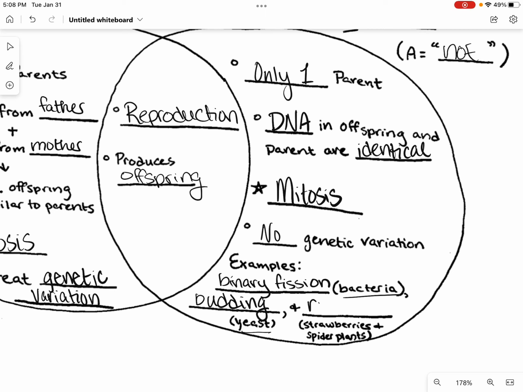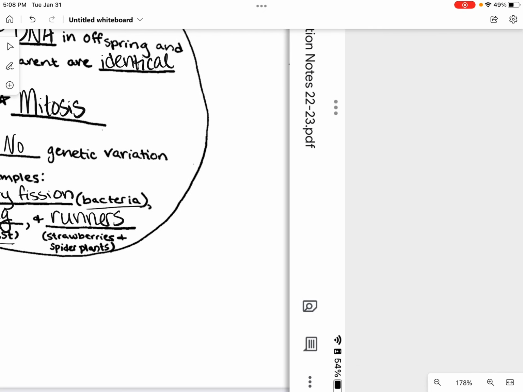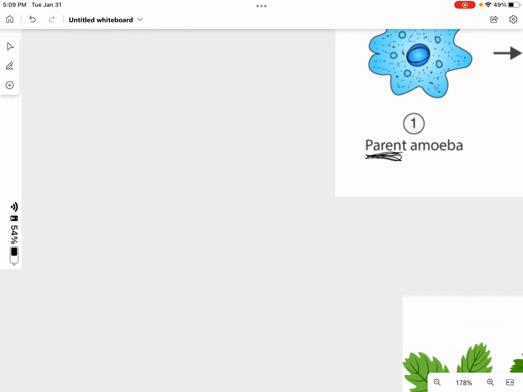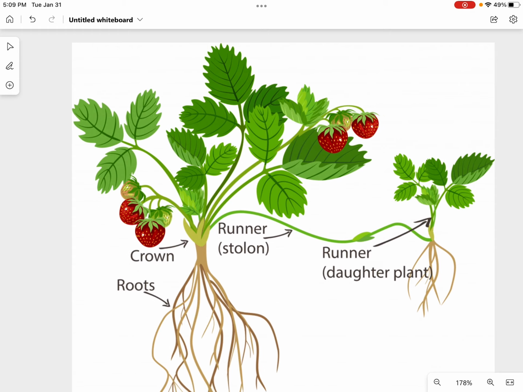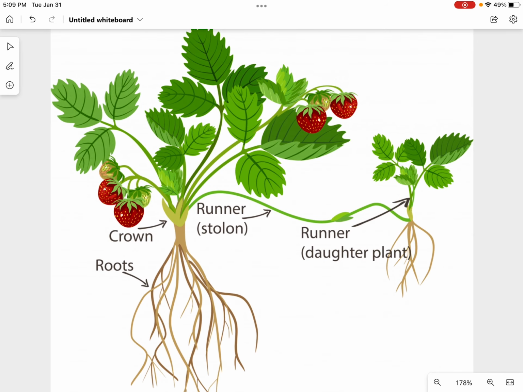Finally, we're going to talk about runners. And if you do much gardening, this is going to be the one that you're probably the most familiar with. So for our example, we're going to look at strawberries. Spider plants work very similarly though, and there are lots of other plants that reproduce by runners. So if you look at this diagram, you'll notice we have one big strawberry plant right here. I'll call this the parent because it's bigger, because it's producing fruit, and it's probably been around longer.